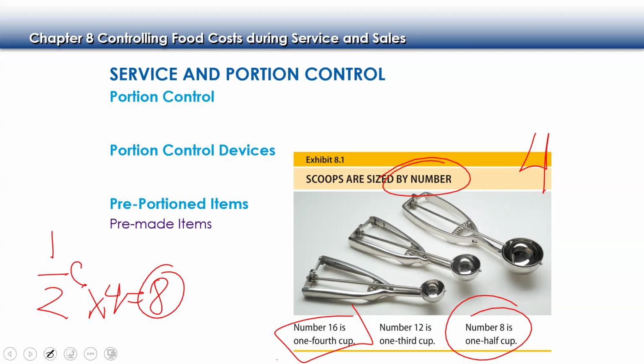The factor is 4. The only reason why I'm kind of drilling this is because there is one question in your final exam that asks you the scoop number based on this. So 1/4 is 16. Yep, number 1/4 is a 16.